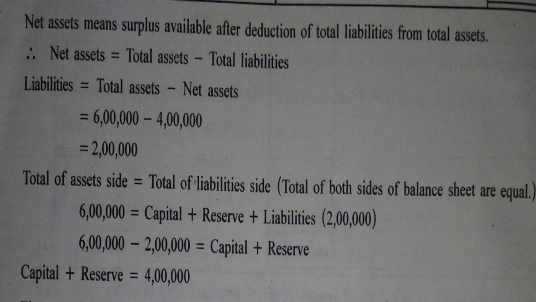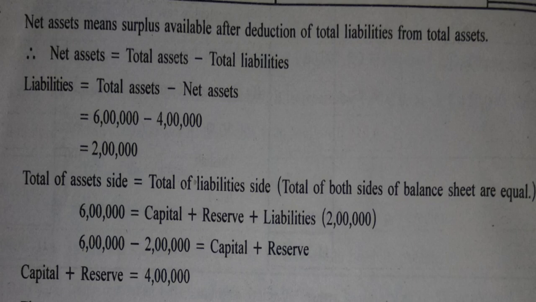Obviously, on liabilities side, you are always having three things. The capital, reserves and surplus, and the liabilities. So the very first thing that we know is the total of liabilities side is 6 lakh, just because the total of asset side is 6 lakh. Now on liabilities side, the total liabilities are 2 lakh. So the remaining is 4 lakh.